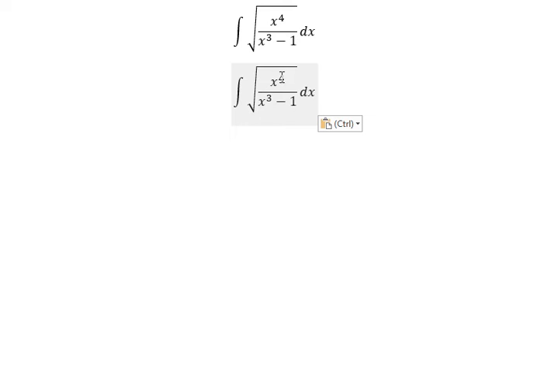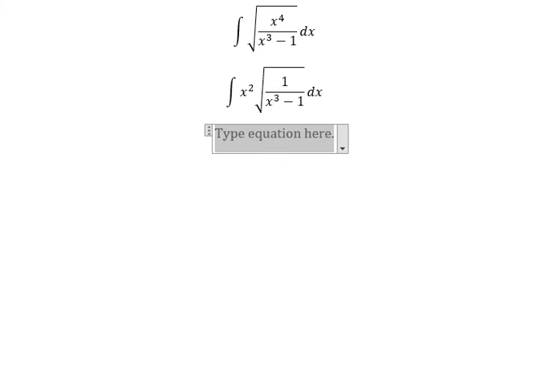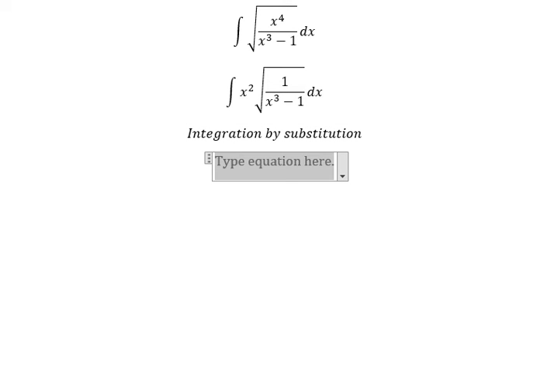The square root of s to the power of 4 we can change into s squared in here. Next, we need to use integration by substitution. So I will put u equals the square root of s to the power of 3 minus 1.